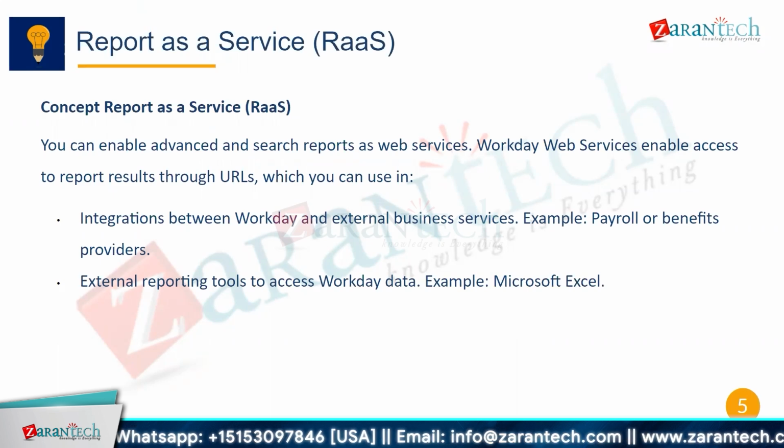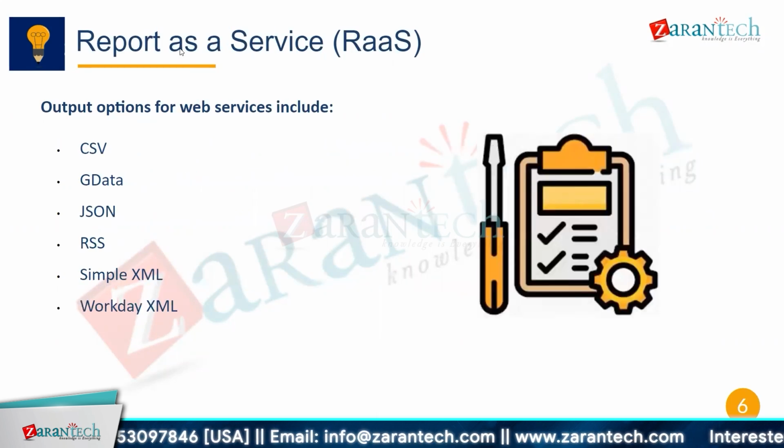The concept of Report as a Service is you can enable advanced and search reports as web services. So Workday Web Services enable access to report results using URLs, which you can use in integrations between Workday and external business services. Example, payroll benefit providers, external reporting tools to access Workday data, example, Microsoft Excel, or any other external reporting tool. So output options for web service include either CSV, GData, JSON, RSS, simple XML, or Workday XML. Any questions about the output types?